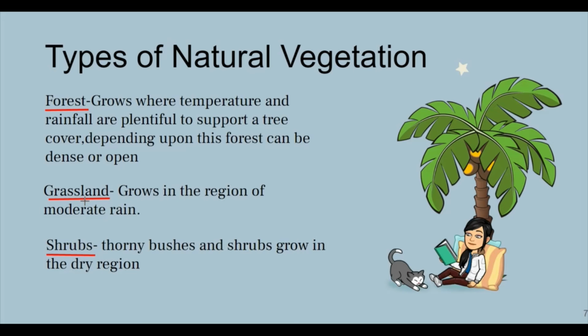The second is grassland. Now what is grassland? Grassland grows in the region of moderate rain. Then shrubs. Shrubs are thorny bushes and grow in the dry region. So here we have learned that shrubs grow in dry regions. Now let's move ahead.